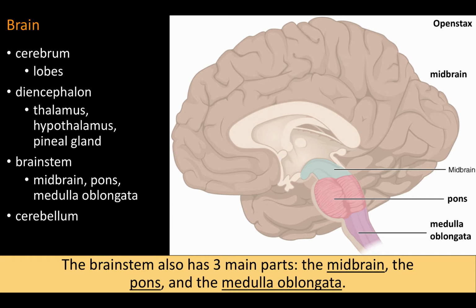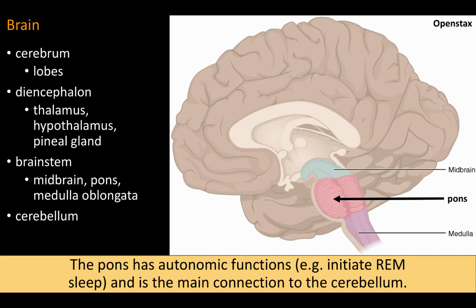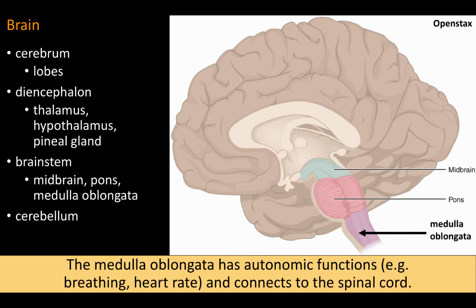The brainstem also has three main parts: the midbrain, the pons, and the medulla oblongata. The midbrain relays visual and auditory information and orients the eyes towards stimuli. The pons has autonomic functions, for example, initiate REM sleep, and is the main connection to the cerebellum. The medulla oblongata has autonomic functions, for example, breathing and heart rate, and connects to the spinal cord.